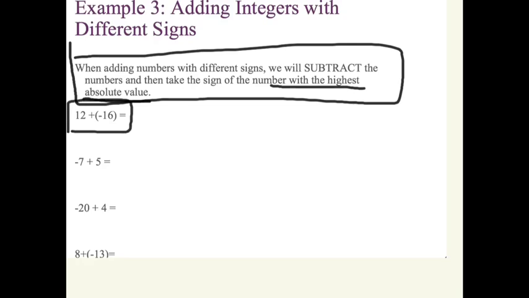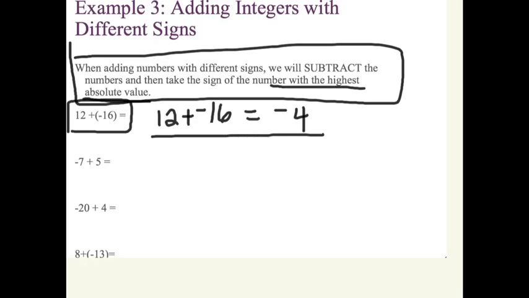Let's take a look at this first example here. As I look at 12 plus -16, the bigger looking number, or the number with the highest absolute value, is 16. Therefore, my answer will be negative. In a case where the signs are different, I'm going to subtract. So 16 minus 12 is going to give me 4. So the answer to this is -4.